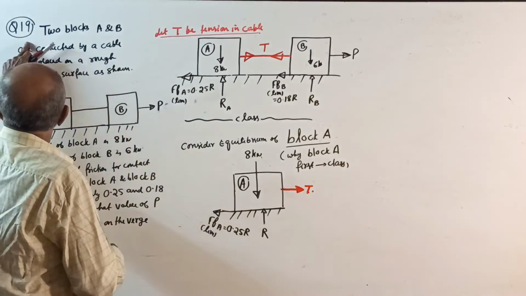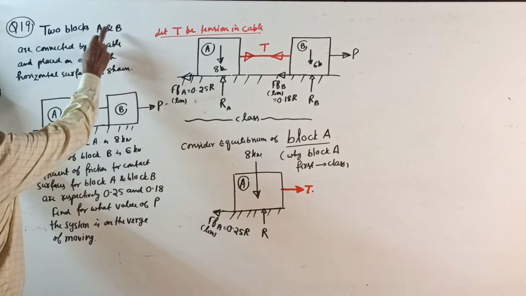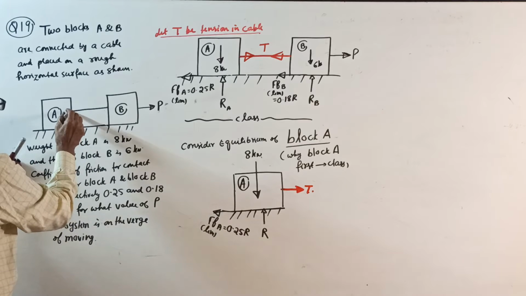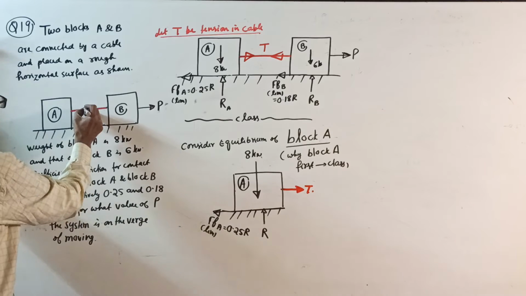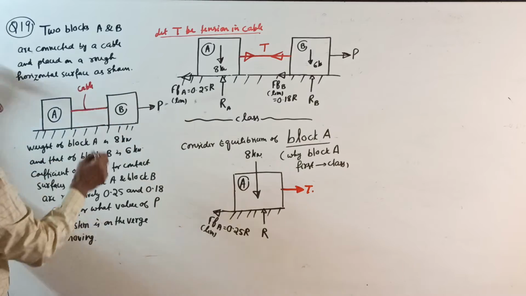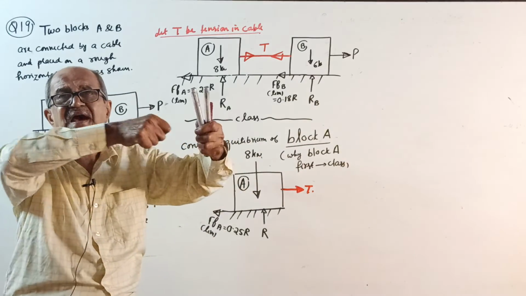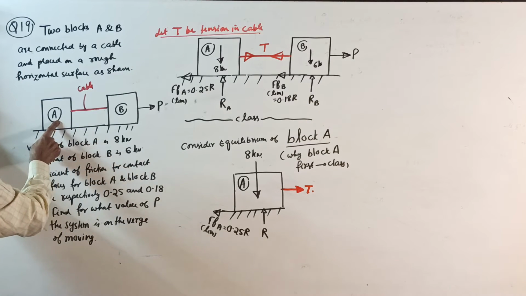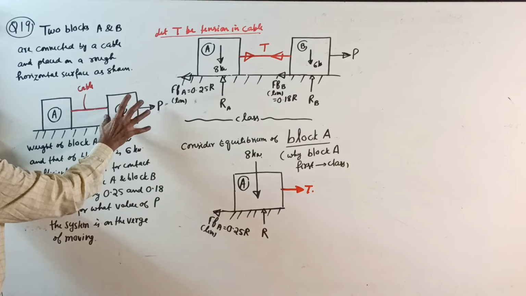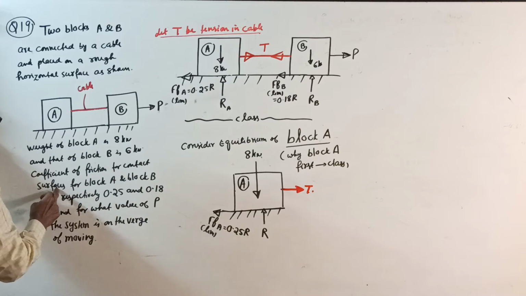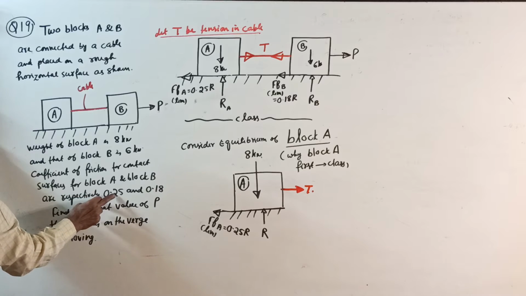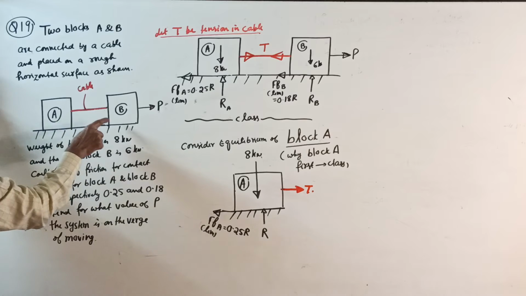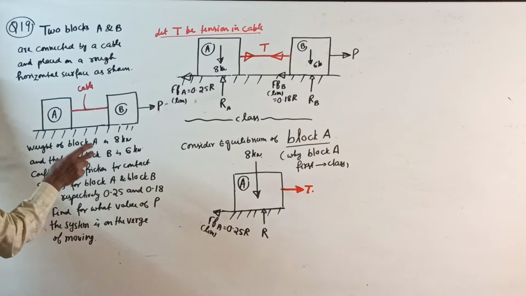Question 19, very important. Two blocks A and B are connected by a cable. I show the cable in red color. This is the cable. Very easy to understand. There are two blocks here, connected by a cable. The weight of block A is 8 kilonewton and that of block B is 6 kilonewton. The coefficients of friction for the contact surfaces of blocks A and B are 0.25 and 0.18. Means the coefficient of friction here is 0.25, here it is 0.18. You should write all those.